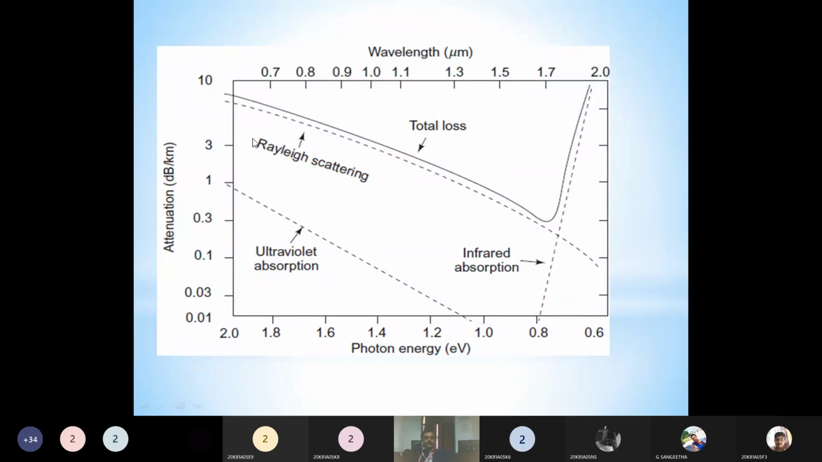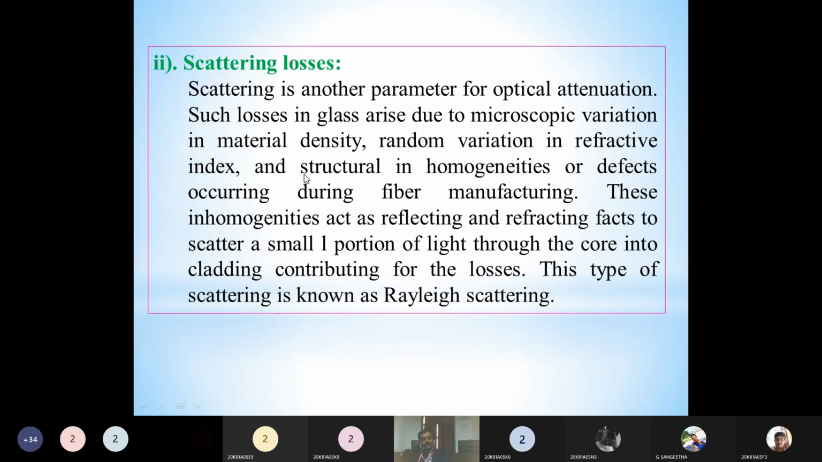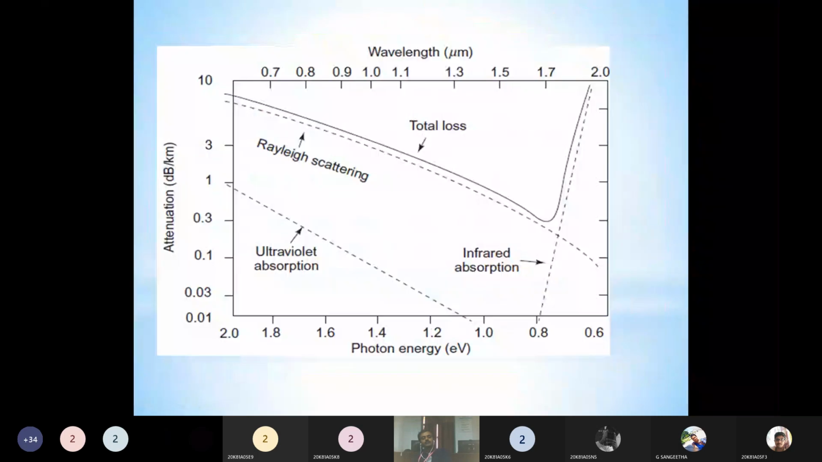Now here a graph is given. This is the potential energy. Ultraviolet absorption is at this energy level, and infrared absorption is at this energy level. Here the total loss is given. Due to the scattering of the light, there will also be some losses. So the total loss graph will look like this. This is about attenuation due to absorption loss.